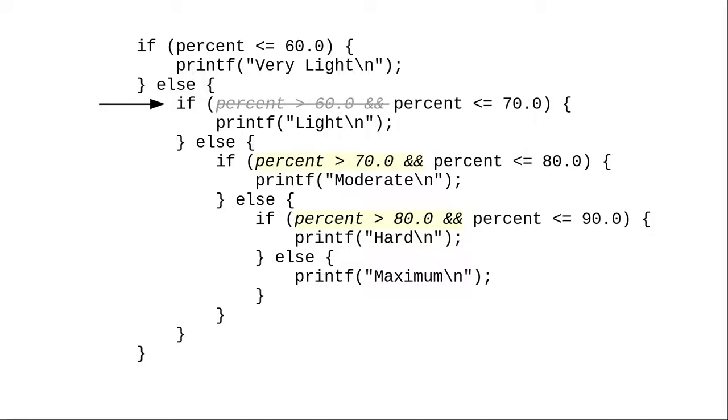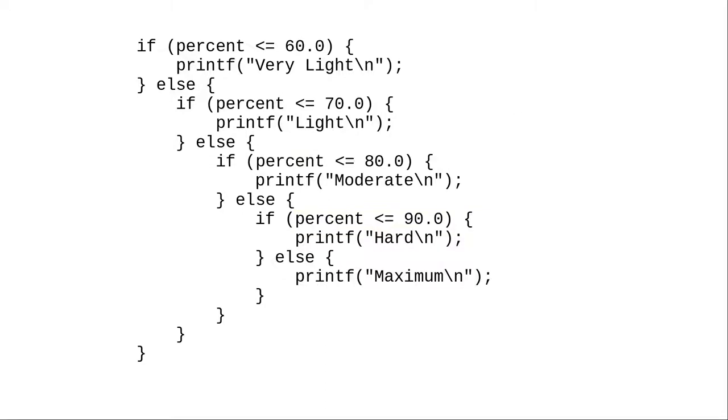Is 73 less than or equal to 70? No. Since it's not less than or equal to 70, it must be greater than 70. And again, we don't need to test that condition. When if-else sequences are nested, we can avoid testing unnecessary conditions.